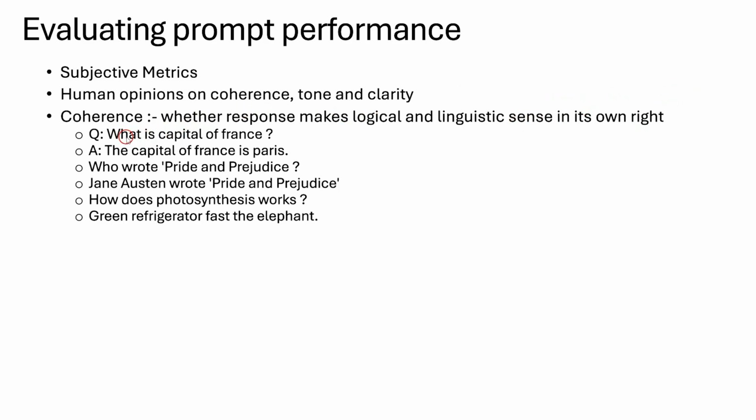So here you can see, what is the capital of France? The capital of France is Paris. This is logically and linguistically correct. Who wrote Pride and Prejudice? Jane Austen wrote Pride and Prejudice. This is also logical and linguistic. How does photosynthesis work? And the answer is, green refrigerator fast the elephant. This response does not make any logical or linguistic sense. So this is how you can measure coherence when it comes to subjective metrics.